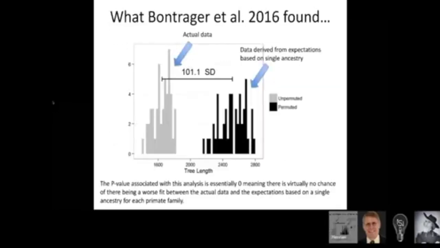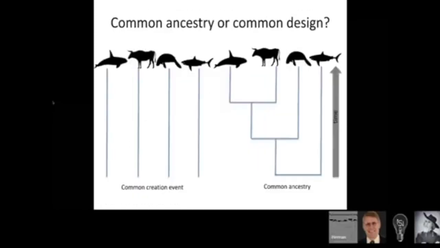And here's the difference between those data. So here the black data is the simulated data if creation was true, if there were separate ancestries for each lineage, and then the gray part's the actual data. The p-value associated with this difference is essentially 0, meaning there's virtually no chance there's a worse fit between the actual data and the expectations based on single ancestry. So again, you can rule out single ancestry.